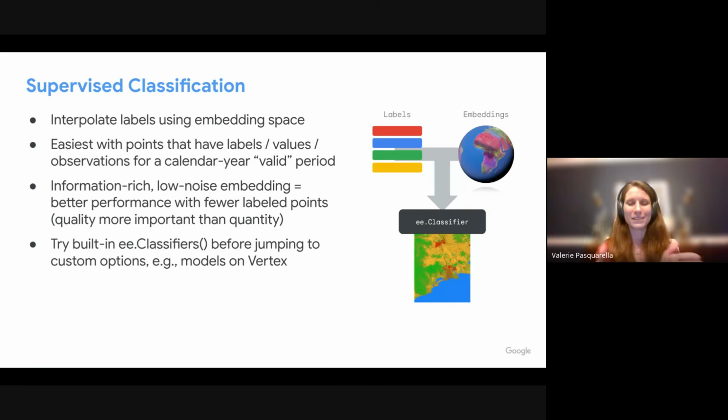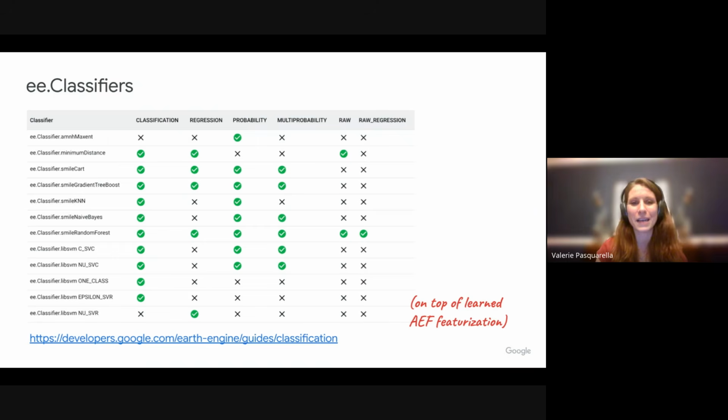As I mentioned, we've got these different years of embeddings in one collection. So you've got to be able to match the time of your observations with the correct embedding years. But overall, this is a super low noise feature space, so you should be able to get really good performance with fewer labeled points than you would need for more conventional classification on composites or other remote sensing inputs. And again, please try those built-in classifiers before jumping to more custom models like neural nets you can host on Vertex, because our goal here was really to make it possible to not need a ton of parameters on top of the embeddings in order to get a good result.